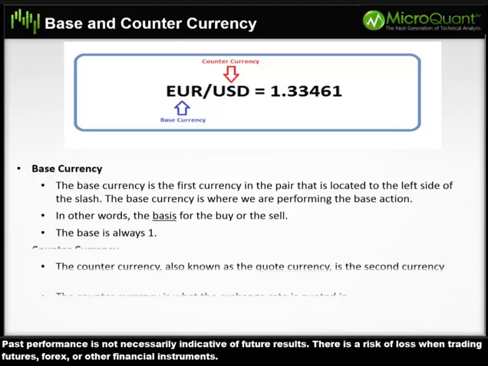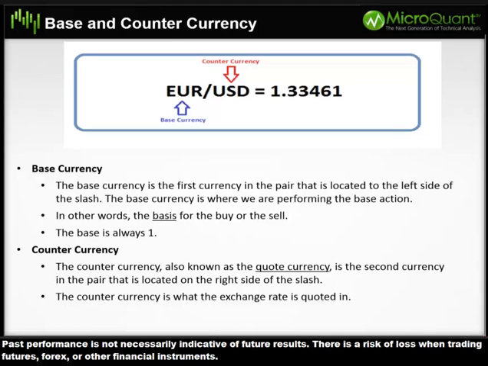Now the counter currency is also known as a quote currency. It is the second currency in the pair that is located on the right side of the slash. And the counter currency is what the exchange rate is quoted in. So the rate represents how many units of the quote currency are needed to buy 1 unit of the base. So in our example here, it will take 1.30461 units of the US dollar to purchase 1 euro. That is how it kind of works here.